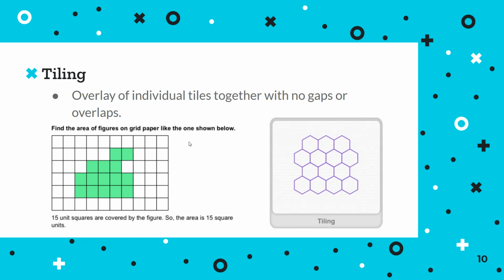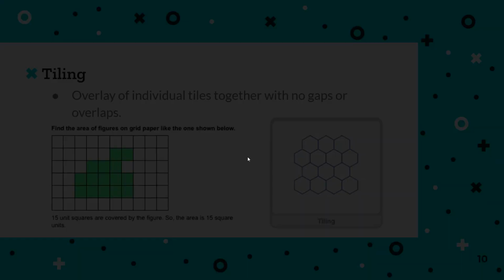by tiling. And this picture is showing you that tiling doesn't necessarily have to be used with the squares right here. It could be used with different shapes like this example here.